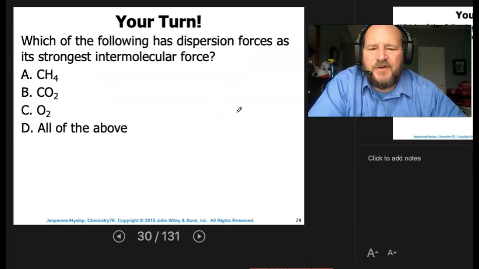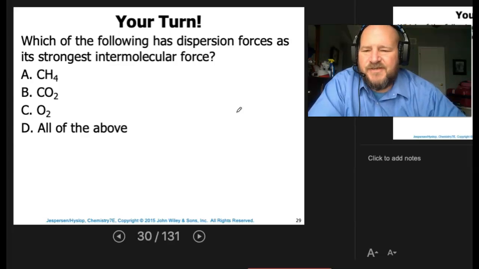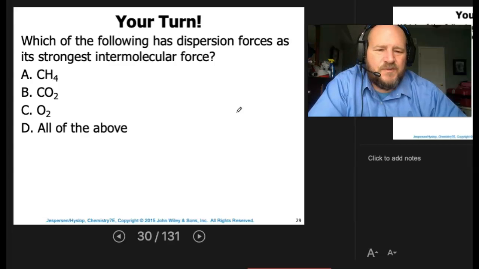Which of the following has dispersion forces as its strongest intermolecular force? CH4, CO2, or O2? Or all of the above?